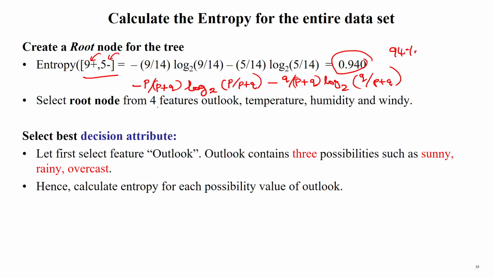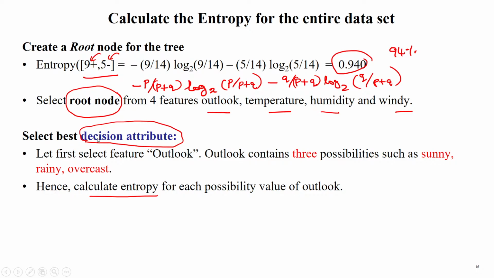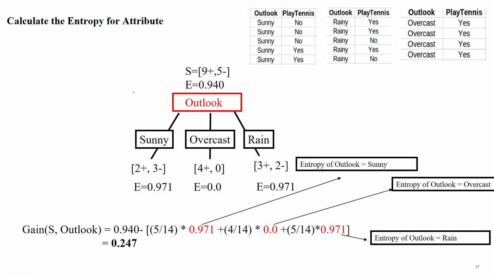our data. Here we have four attributes: outlook, temperature, humidity and wind. From these four we should select the best node that will act as the root. For that we should calculate the entropy to select the best node that acts as the root node to take a decision. Here first we will select outlook.